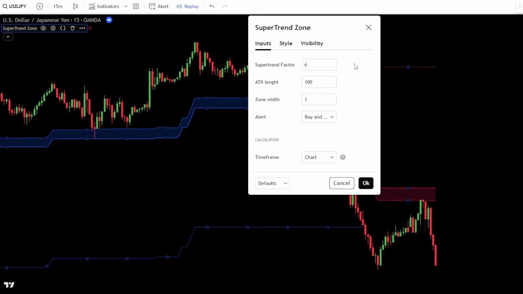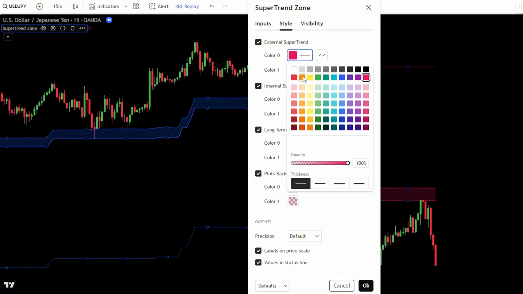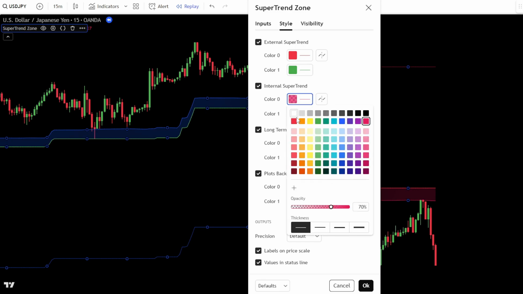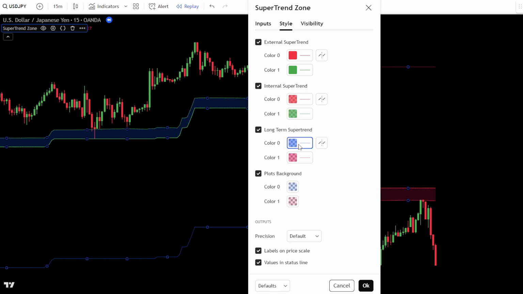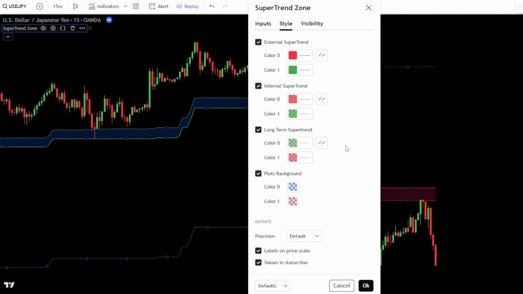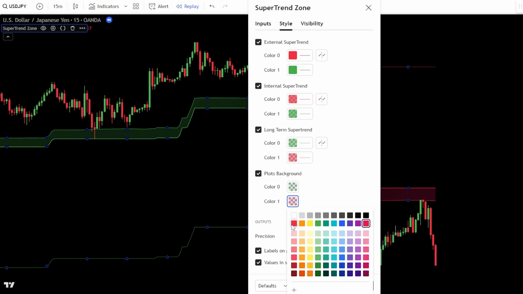Then, go to the Style tab. In the Style tab, change the indicator colors according to your preference. Once done, simply click OK to save the changes.